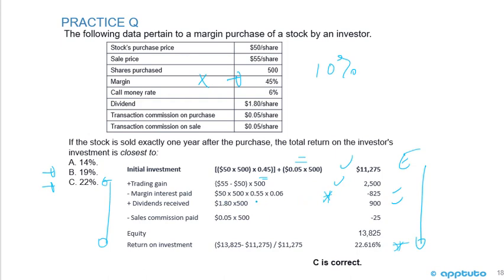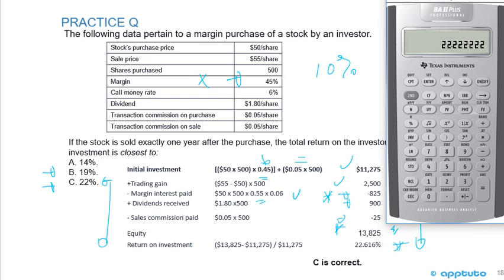So that would have been, you can see I'm borrowing 55% because I'm being loaned 45%. So it's $50 times 500 times 0.55 times my 6%. It's for the whole year. So that calculation was fairly easy, and that's a negative. Add the dividends, $1.80 a share times 500 shares, 900 is easy. And the sales commission is easy, 5 cents times the 500. So again, we just go through initial margin, add the trading gain, subtract the interest, add the dividends, subtract the sales commission. We get our ending equity divided by the beginning.